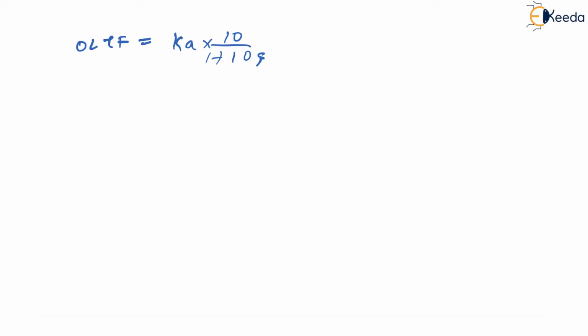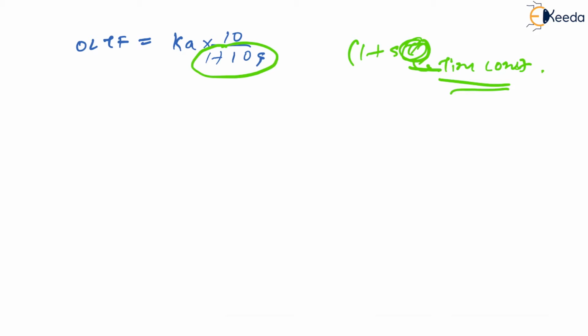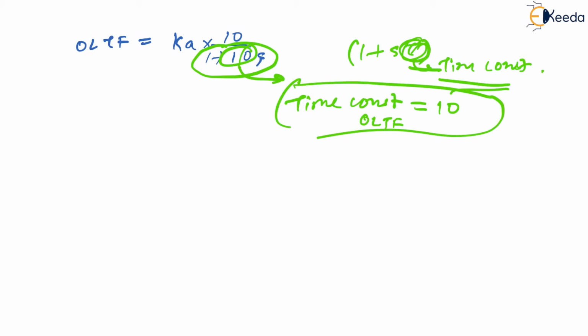Is that correct? Let us see the time constant for the same. If you check, is it in 1 plus s tau form? We know that there is a 1 plus s tau form, in which this tau is nothing but the time constant. If you compare, is it the same as 1 plus s tau? With s, here you have 10, so I can call 10 the time constant. So I know the time constant for the open loop transfer function is nothing but 10, correct? Yes, that is what we have seen.